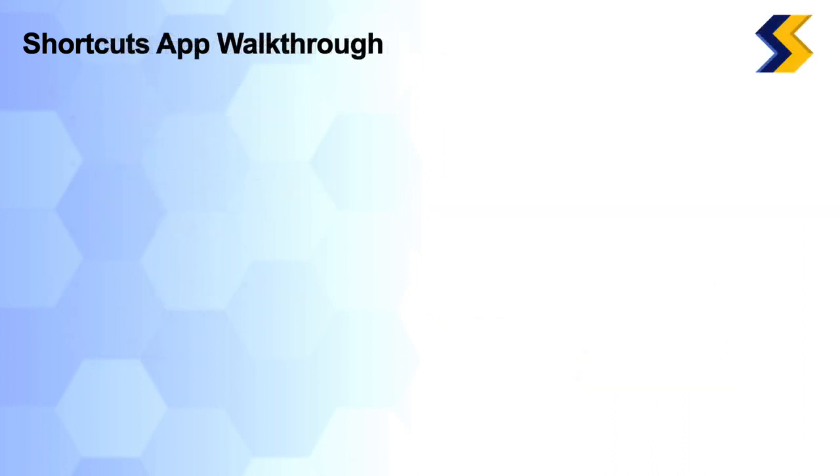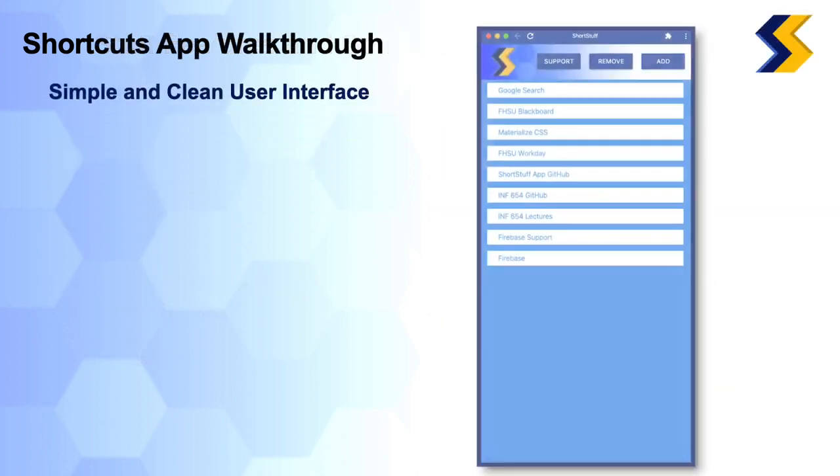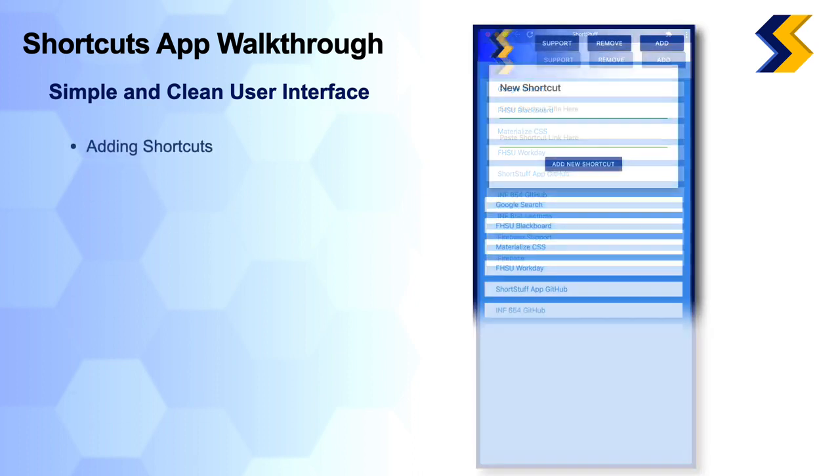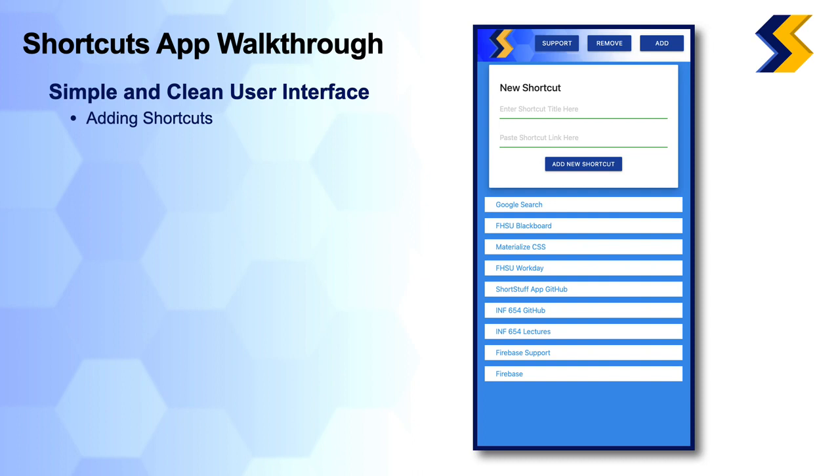The ShortStuff app offers a simple and clean user interface designed to help you easily manage all shortcuts in a single place, accessible from most devices, anywhere you go. To better understand how this app works, let's walk through its basic functions, starting with how to add a new shortcut. Clicking the blue Add button at the top right corner opens the form to add a new shortcut.